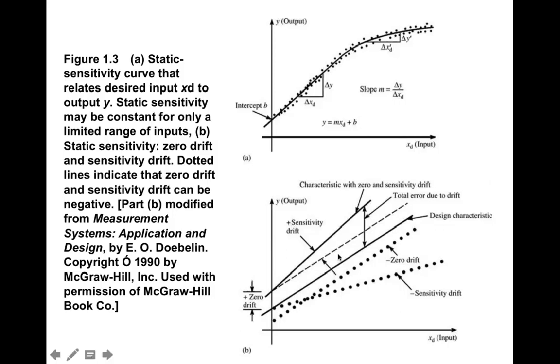This bottom figure indicates zero and sensitivity drift. So if you look, first just look at the solid line, because that's the line that you actually want to design around. And so notice that at x equals 0, you should have this static value of y, which is your offset. If there's zero drift, what you find is this entire curve shifts up or down. So you can have positive zero drift and negative zero drift, but notice the slope remains the same.